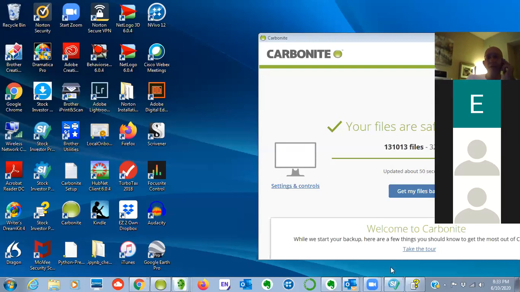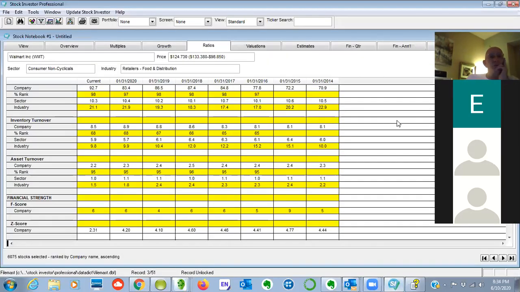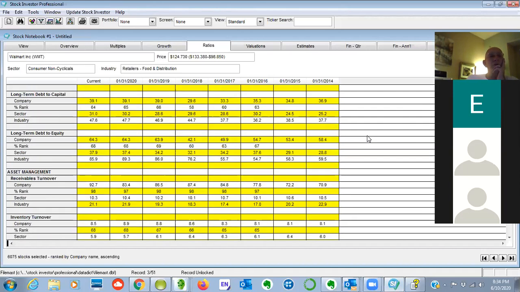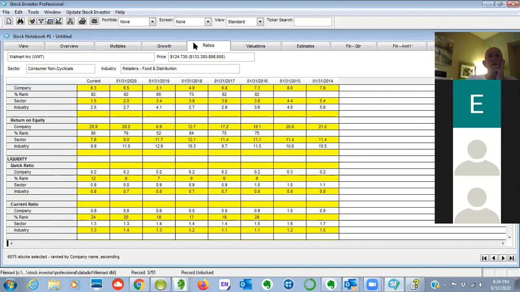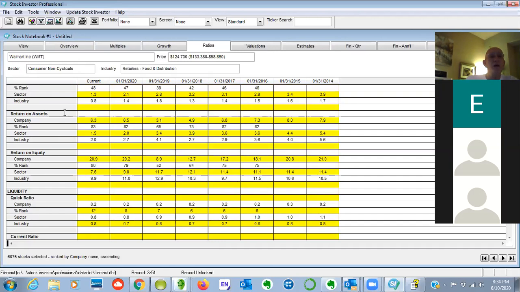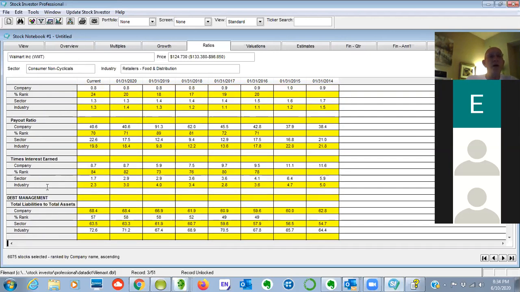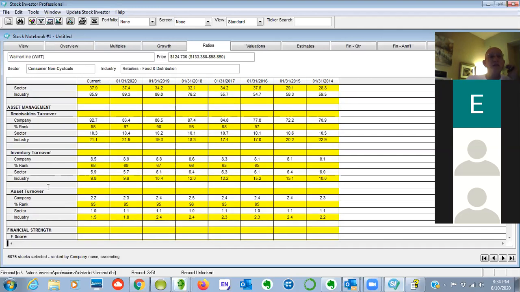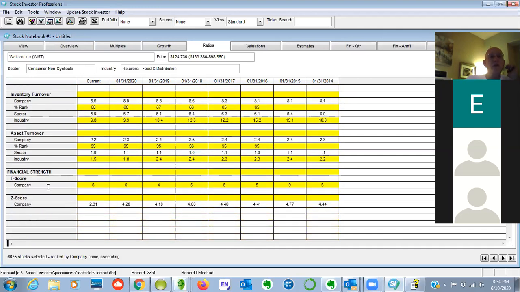Oh yeah, so let's go back to Stock Investor Pro. So you might recall from some of your accounting classes, we're on the ratios tab. See here, ratios for Walmart. Well, in your accounting class, you probably broke ratios down into these major categories. Profitability, see up here the major category of profitability, and then liquidity, and then debt management and asset management, and then we have the financial strength.